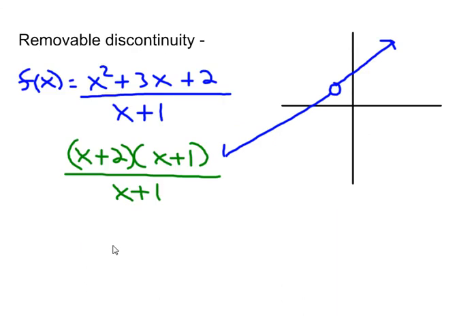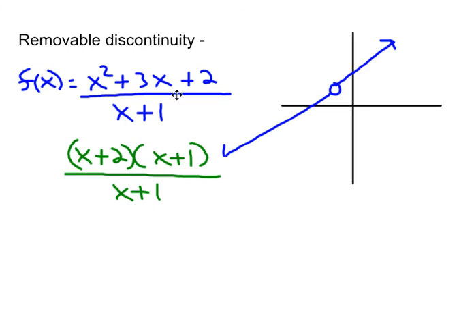The first one is what is called a removable discontinuity. The main thing you can look for is, does the denominator equal 0? x plus 1 equals 0. If I set that and solve, x equals negative 1, that is going to be a problem. It is a removable discontinuity because if I factor the top, x plus 2 times x plus 1, the x plus 1 and the x plus 1 would cancel out. So you would have a linear line x plus 2.